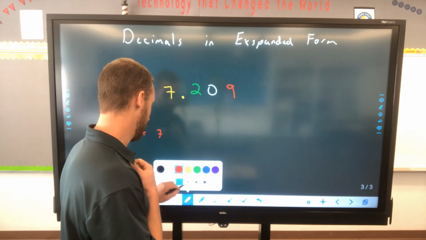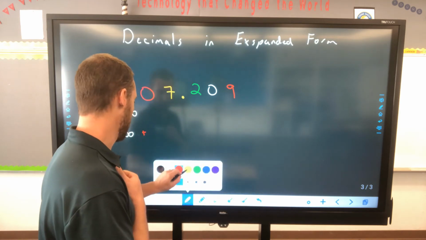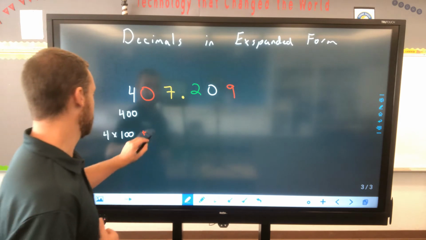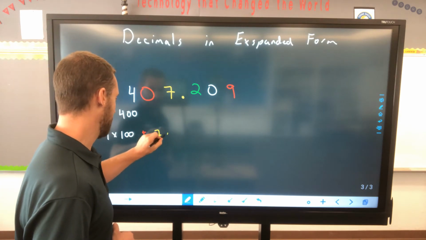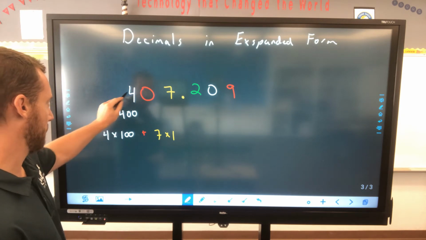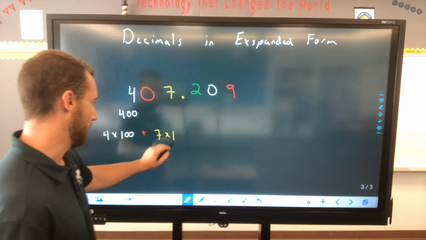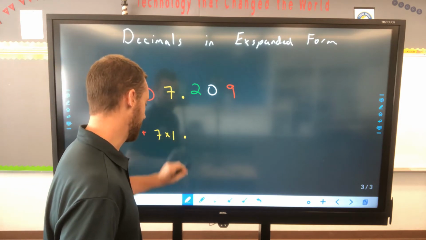Oops, let's do it in the right color. Come on, Mr. Loader. There we go. That 7 is 7 times 1. So the 4 was 4 times 100. The 7 was 7 times 1. All right, now we go on to the other side of the decimal.